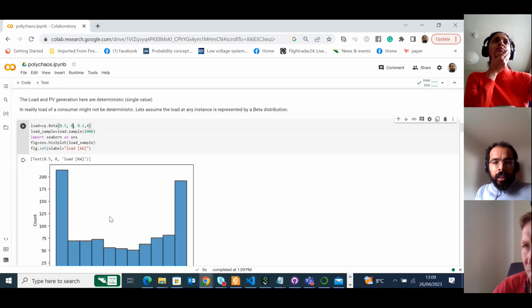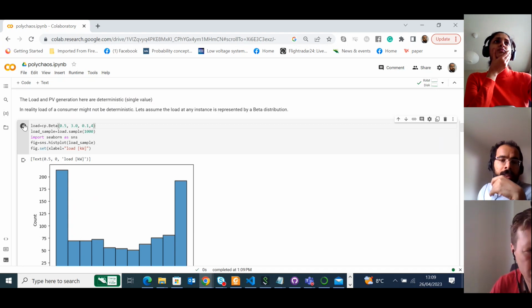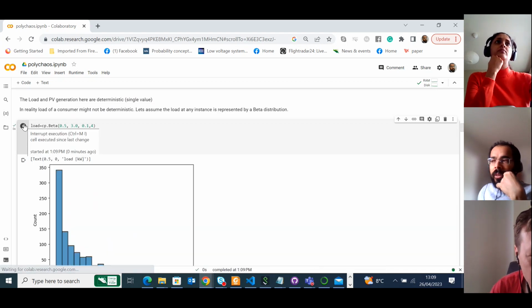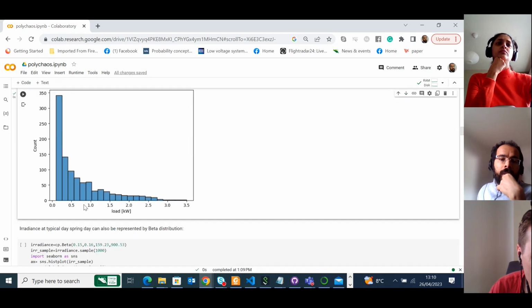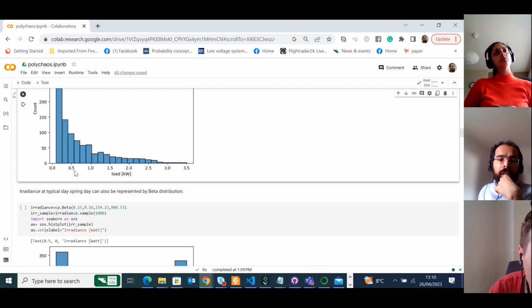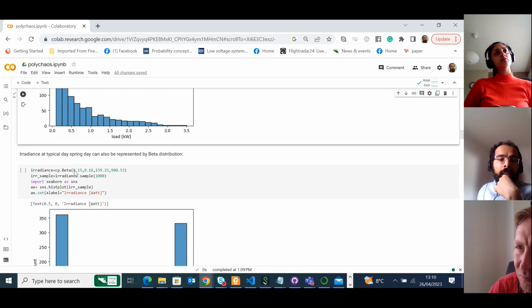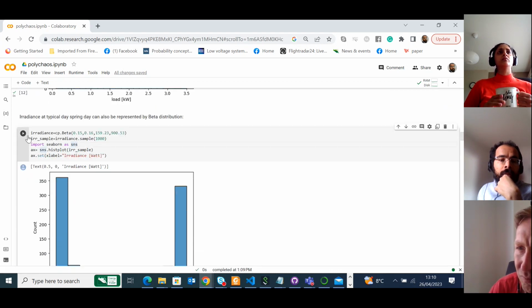So what I was trying to say here is, with beta you can represent a more versatile distribution compared to representing it by normal distributions. But normally the load, based on a real load, the distribution of load looks something like this, which is obviously not Gaussian. And we want to work with a distribution which is very flexible, and we can do a lot of things with that. And same with the irradiance.